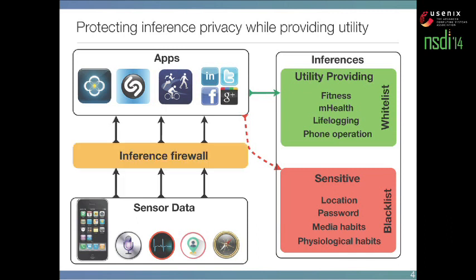Now, the goal of our research is to design and build this inference firewall, very similar to a network firewall, which will be able to intercept sensor data and transform it in such a way that the utility providing inferences could actually be made with high accuracy, and the sensitive or blacklisted inferences could actually be blocked.